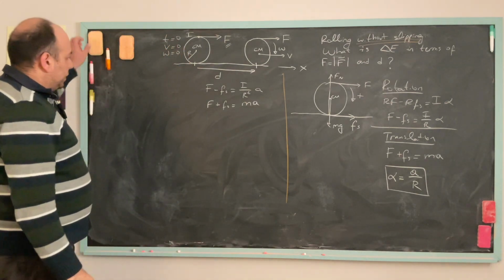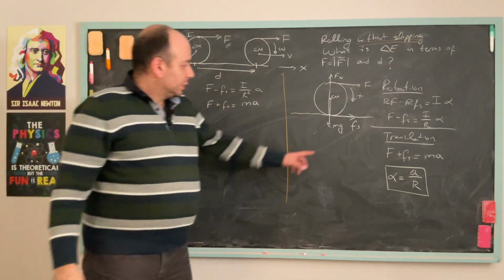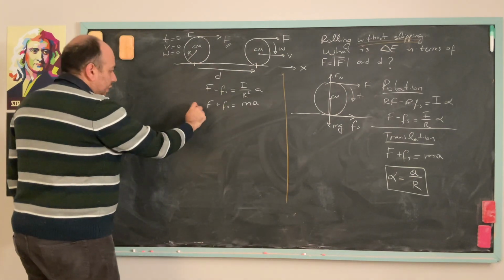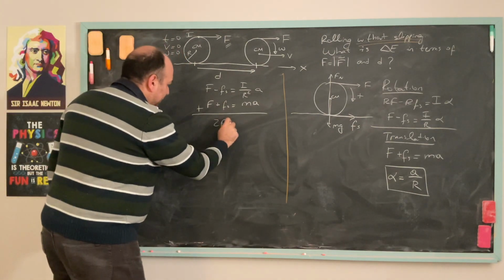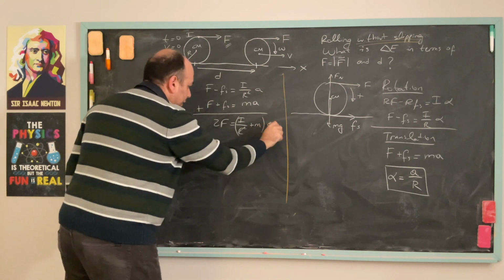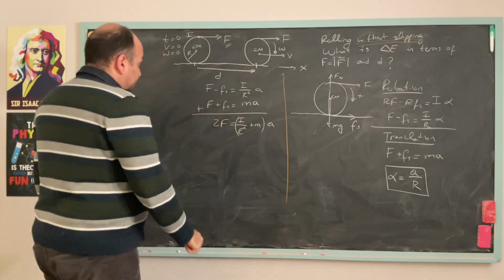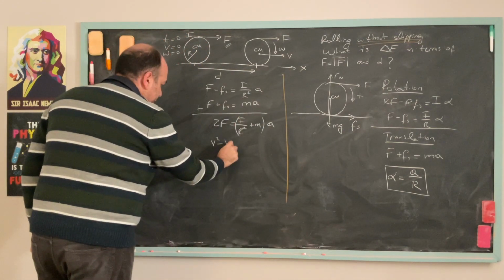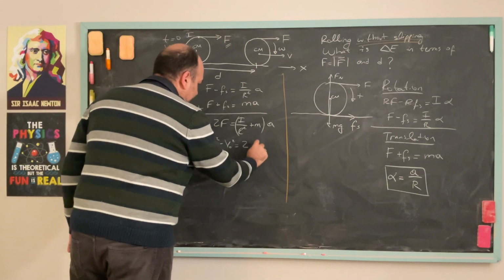At this point, I don't know what Fs is, so it is a good idea to eliminate it from my equations so that I can solve for a in terms of F. The main trick is you add them side by side. So you'll have 2F equal to I over R squared plus M, times a. So I know what a is in terms of F. Now I can find v. V squared minus V initial squared is one of the kinematics equations. I hope you all remember that. So 2 times a times d.